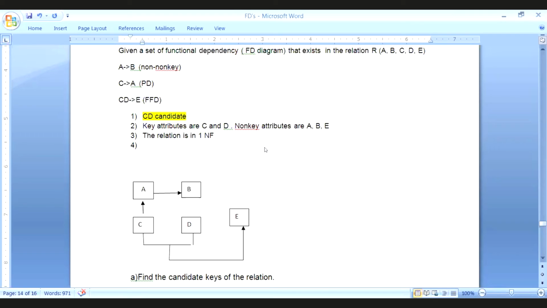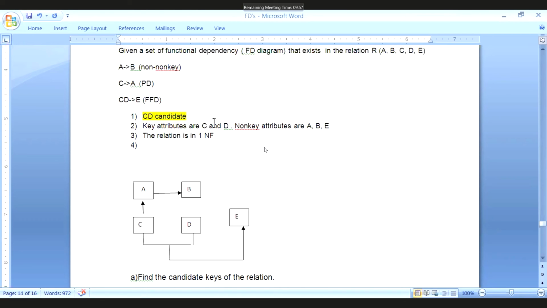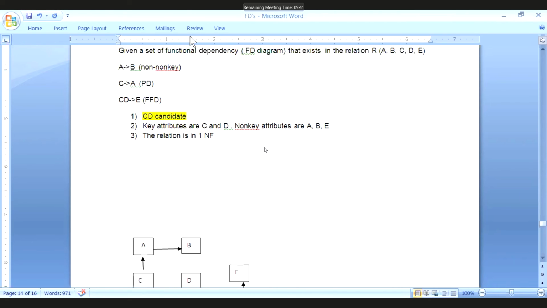Now we have to convert the relation to its higher normal form. C to A is creating a problem. So we will remove C to A and keep it in another table, while CD to E is perfectly all right. So let us keep CD to E in one of the tables. So I will create a table.